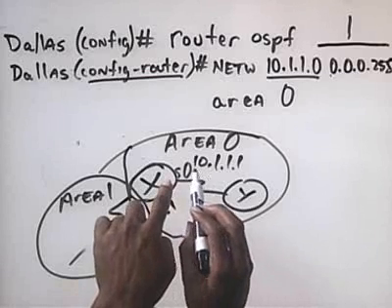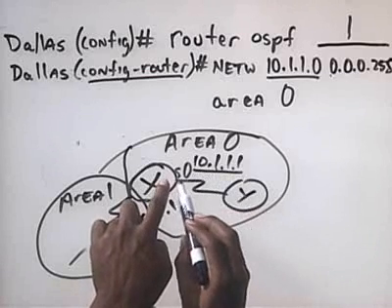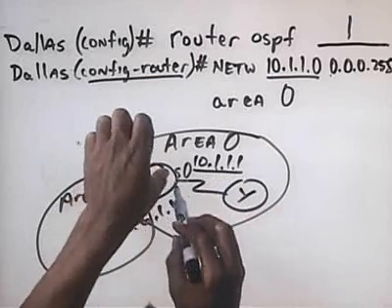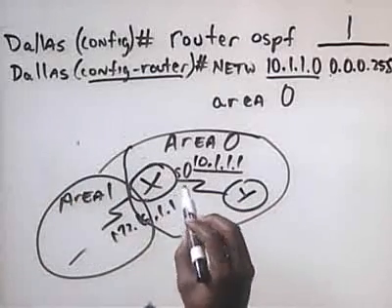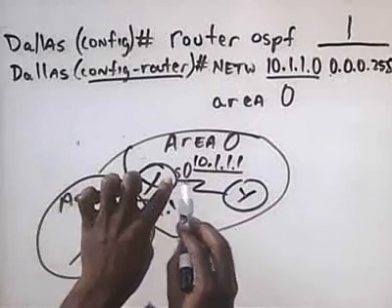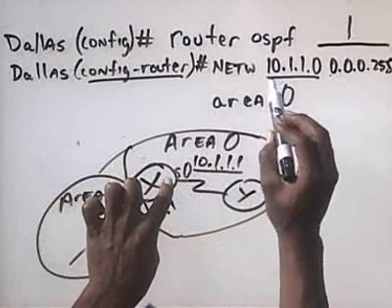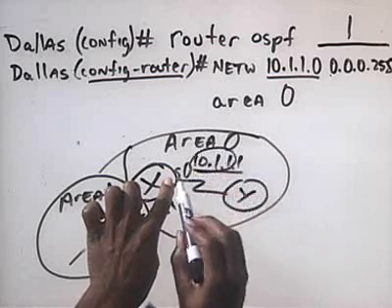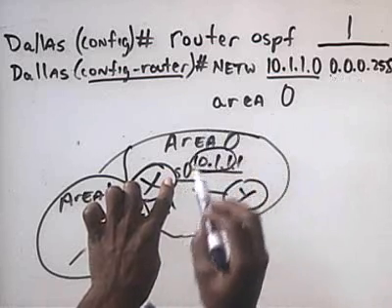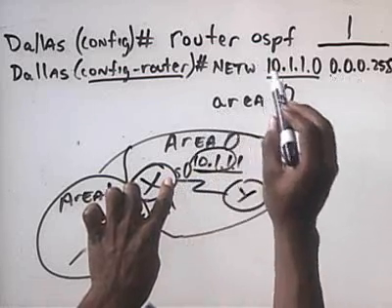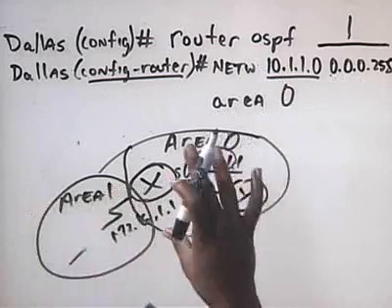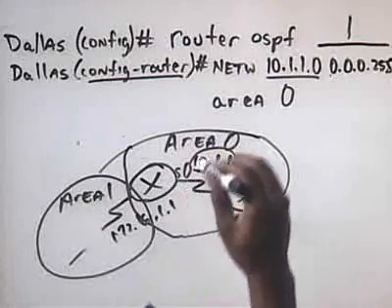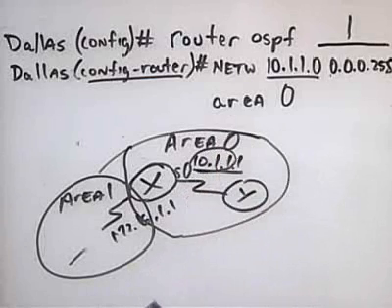Because this is the network address on the serial interface, in order to indicate to OSPF what area this particular interface is in, I give the network command indicating the network that's on that interface and indicate the area with that network. This tells OSPF that this interface is in area 0. And that's single area OSPF.